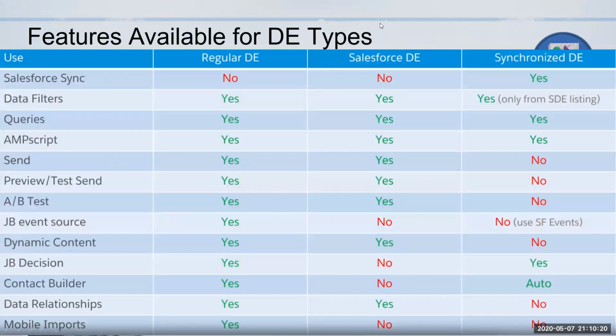So this is a very high level overview of the different types of data extensions and what you can use them for. As you can see, the regular DE is very commonly used for most of our Marketing Cloud functions. With a synchronized DE, you can only send the data in and you can filter it. You can do some AMPscript on it, but you cannot use it for journeys and all that, so you cannot use it directly. You have to filter the data from a synchronized data extension into a regular data extension, and then you can use it. Salesforce DE, you can use it for AMPscript or sending emails to.